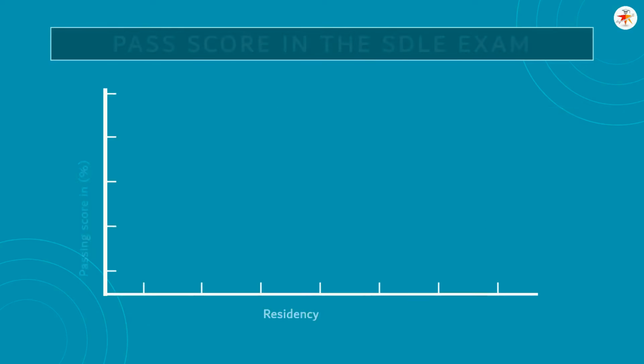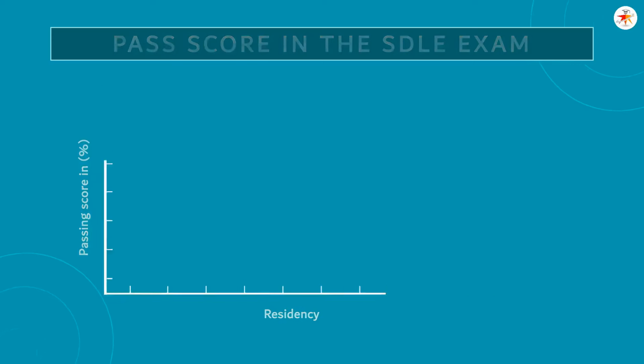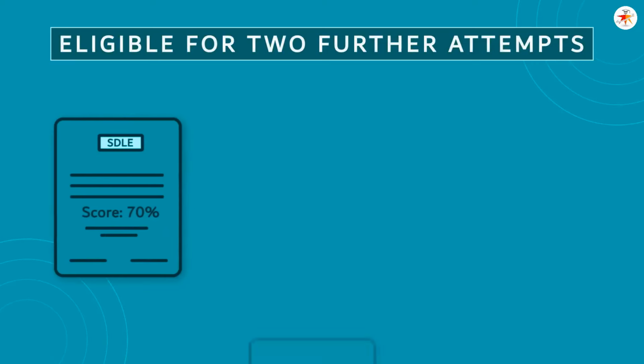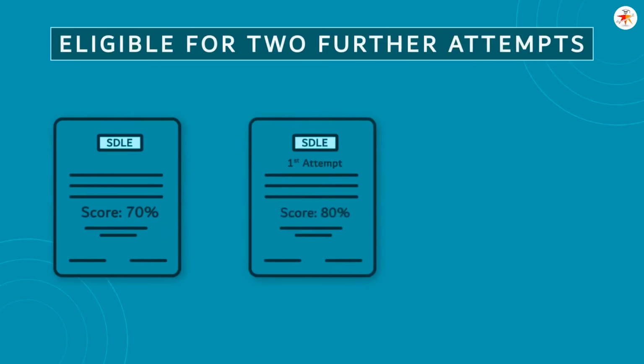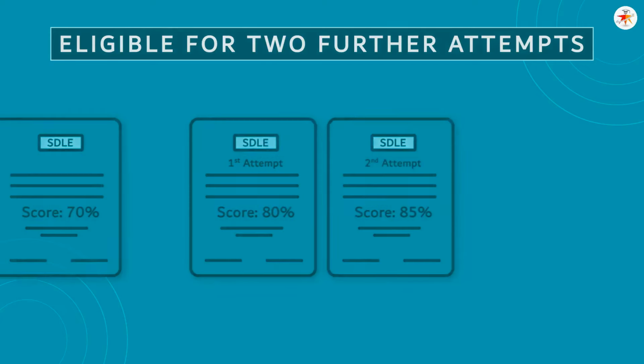You should try to achieve 70% passing score as a whole in these sections. The higher you score, the better your chances of matching into your desired specialty. After obtaining a pass score in the SDLE, each candidate is eligible for 2 further attempts to improve their marks for the purpose of attaining a better opportunity for residency selection.